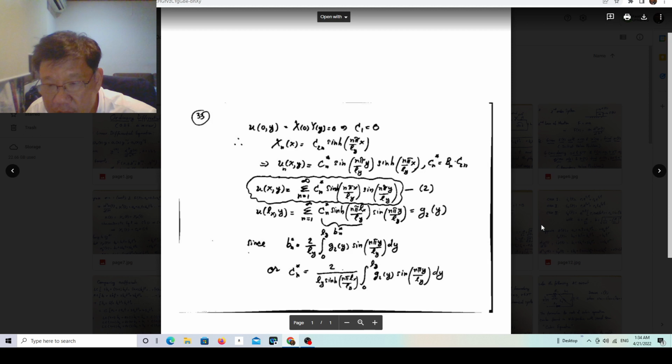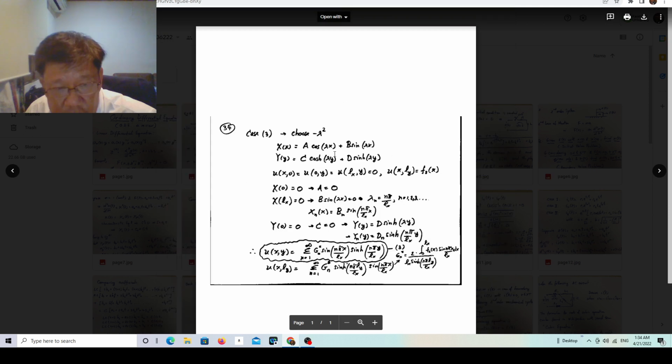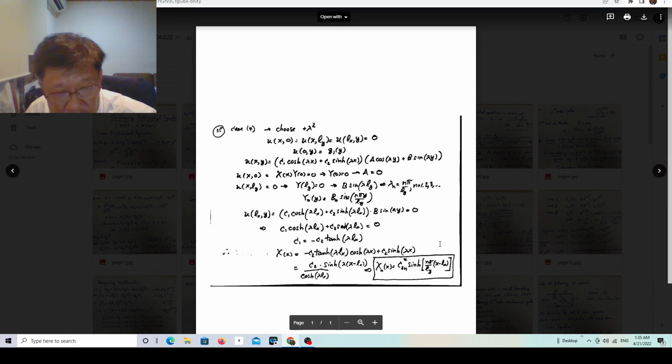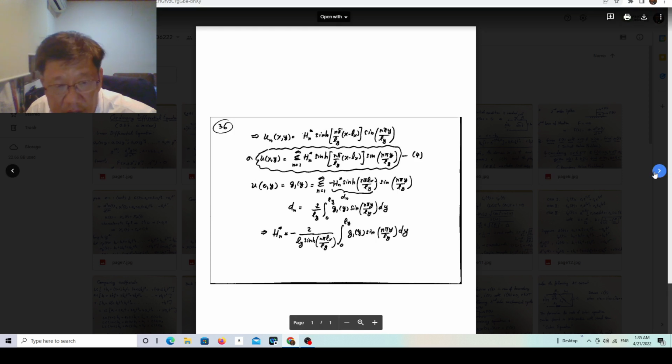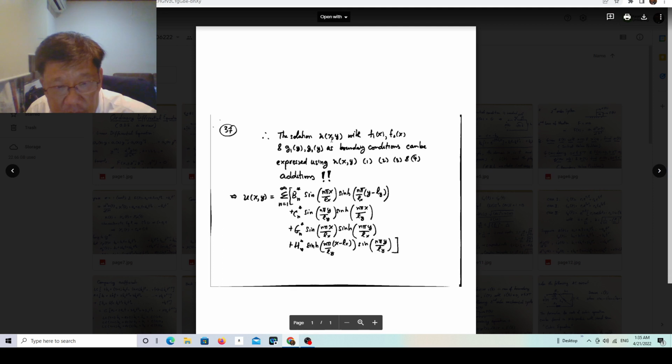Okay, in a similar way, the third case we choose here, you get here the general form. And the last case here. Once you get the results here, this is the last case, and the general form is over here, the u function is here. And with h star n, which can be derived from this form of the Fourier series method.